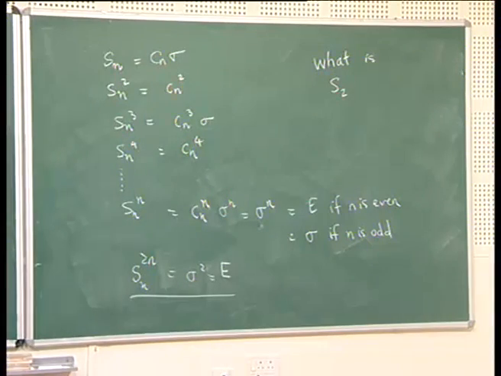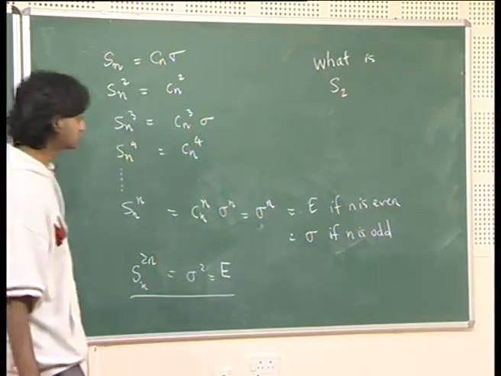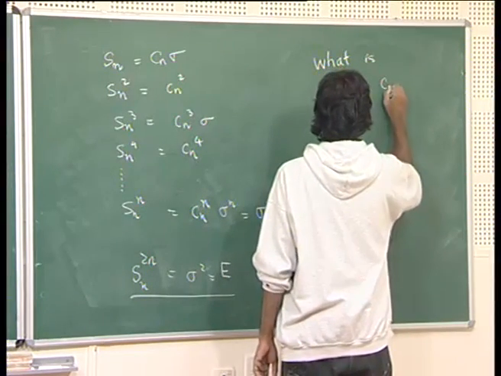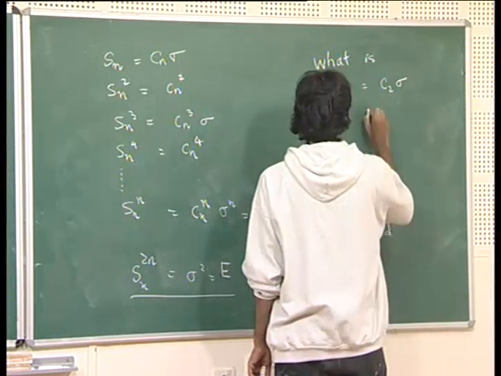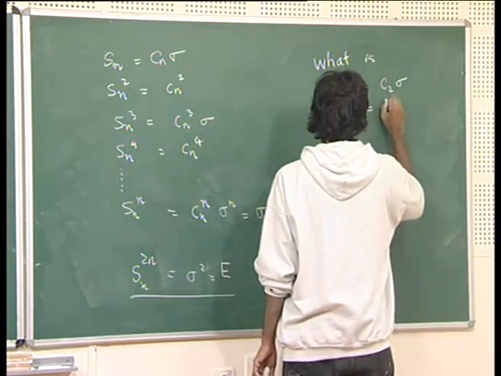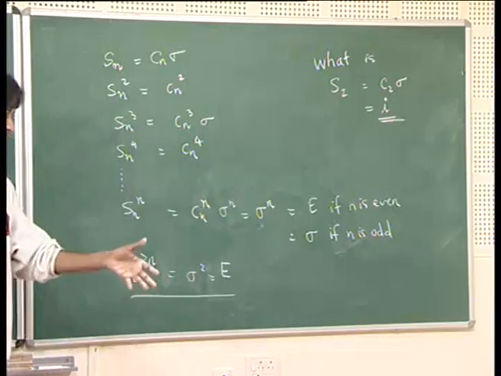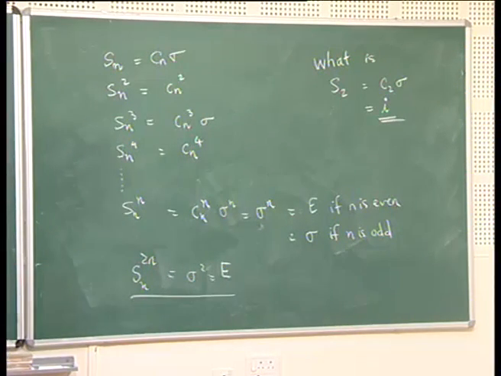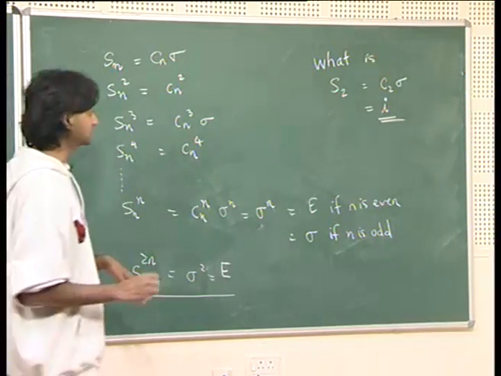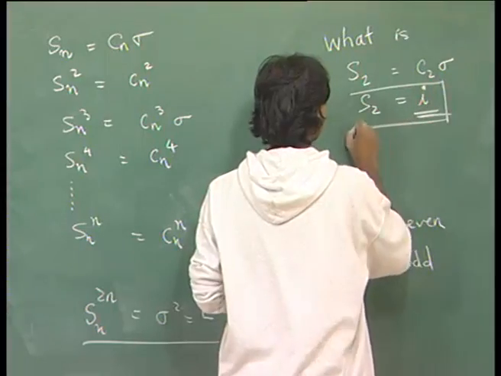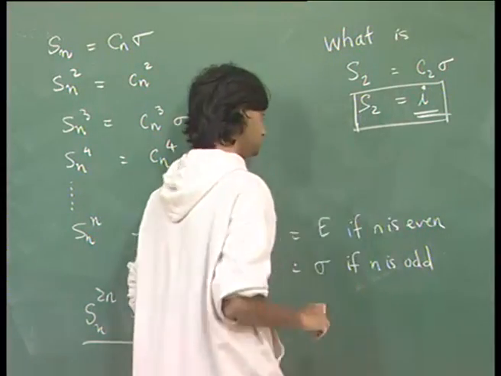Okay. So what is S2? You can show yourself that this is C2 times sigma, which is exactly equal to the inversion operation. If you rotate by 180 degrees and then reflect about a perpendicular plane, you get exactly the same as the inversion operation. So, as operations, these two are the same, S2 equal to I.